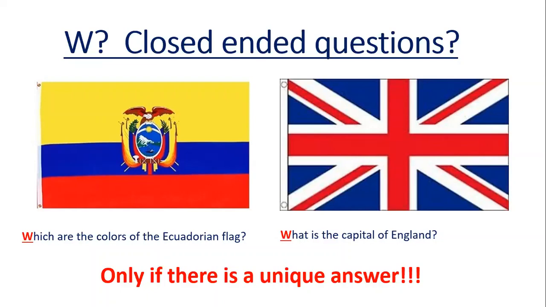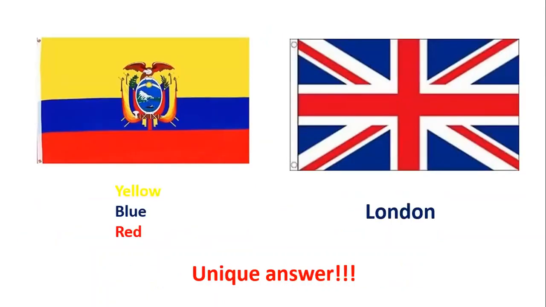So I'm going to ask you again, which are the colors of the Ecuadorian flag? Come on, tell me. What is the capital of England? Good. So the colors of the Ecuadorian flag are yellow, blue, and red. That's it. No more than those 3 colors. What is the capital of England? London. That's it. A unique answer.